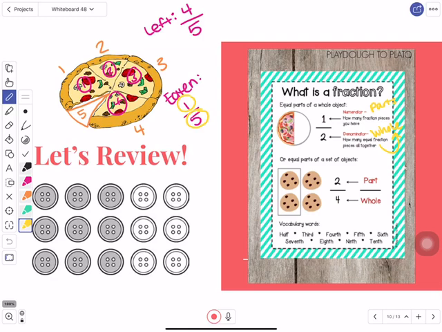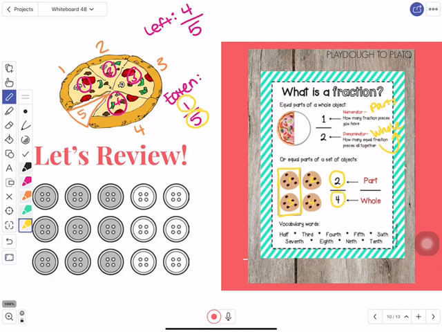So in this example problem, we see a total of 1, 2, 3, 4 cookies, and the amount in the rectangle is 2. Now all those cookies are the exact same size, so we would say that that is 2 parts out of 4 total cookies.